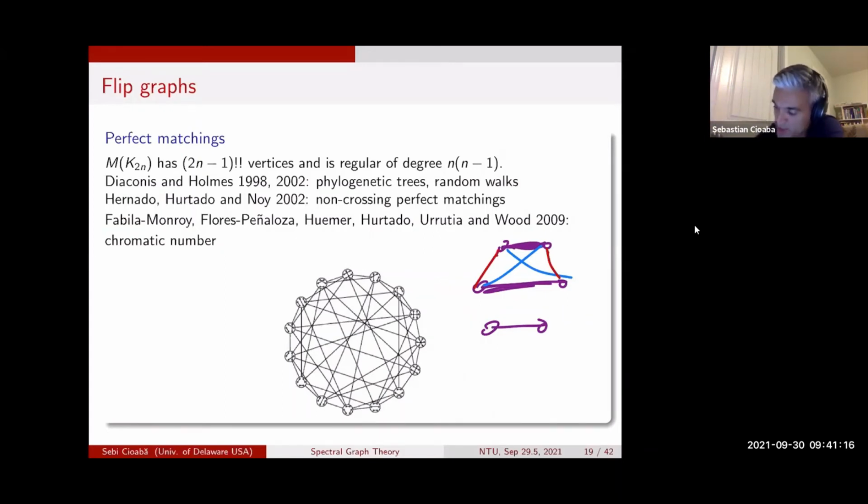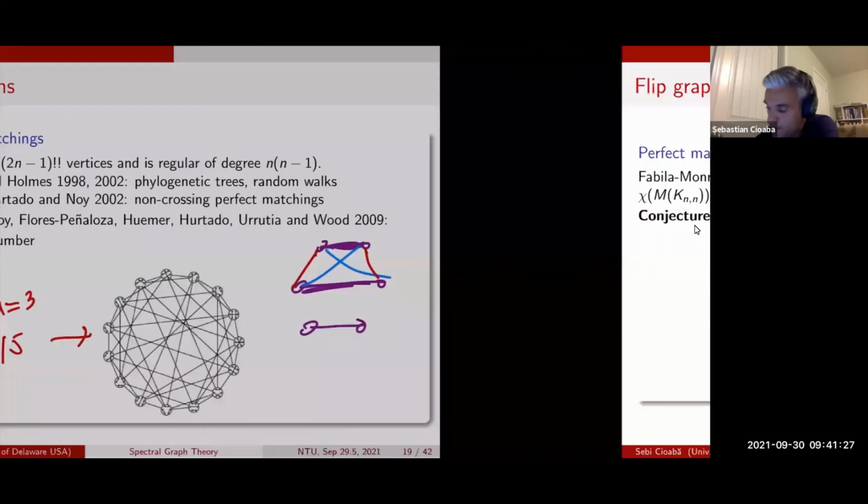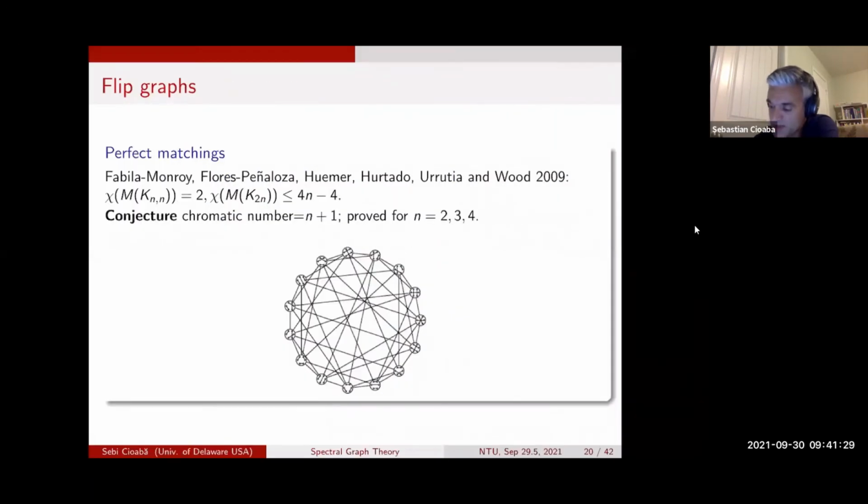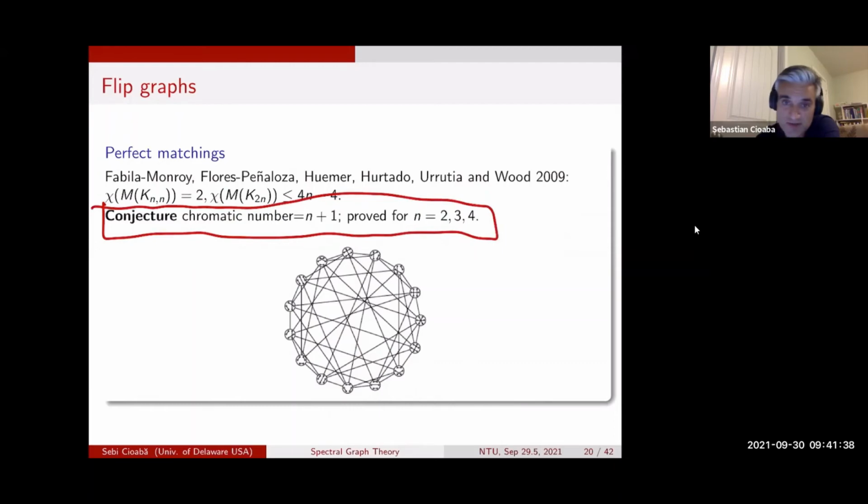And this is a picture of the graph when n equals 3. So you have all the perfect matchings. There are 15 vertices here, the perfect matchings of K6. And they prove a bunch of things, like the chromatic number of the perfect matching graph of K_2n. And they had this conjecture that seems interesting: the chromatic number of this graph is n plus 1.